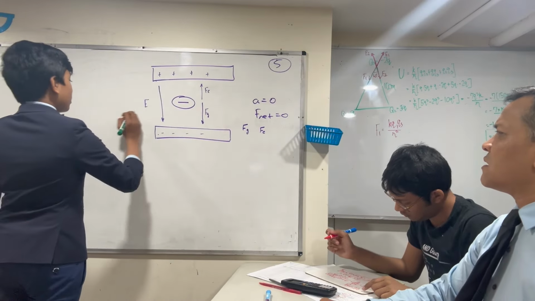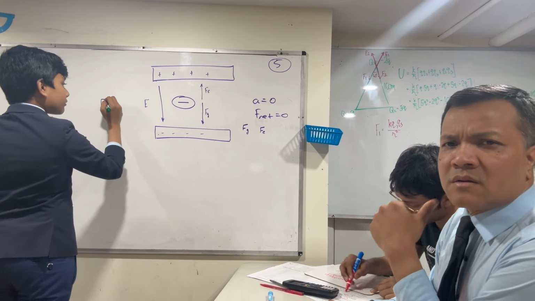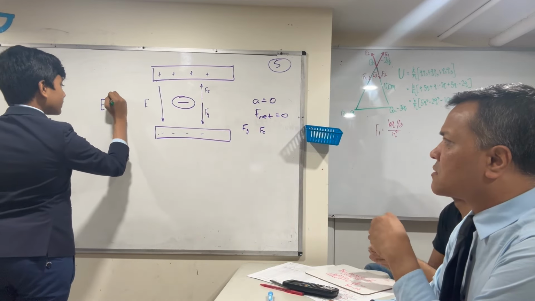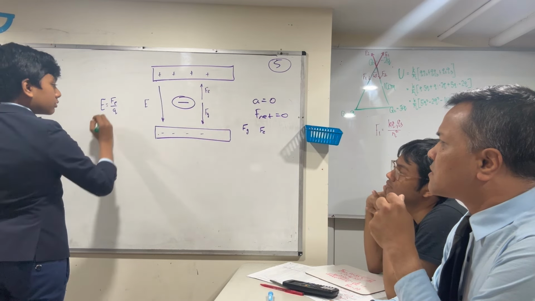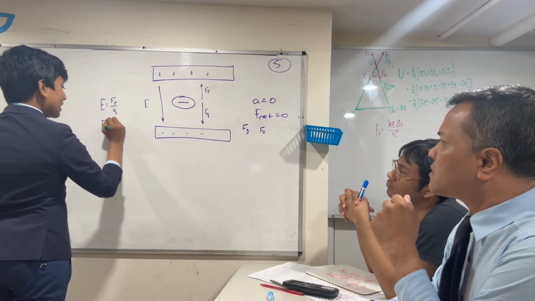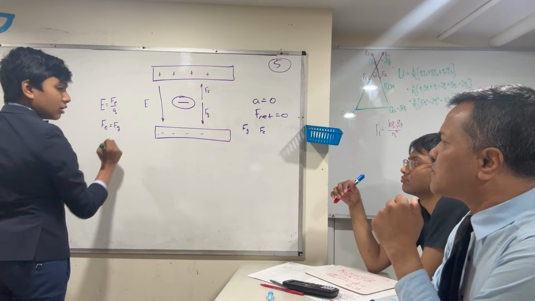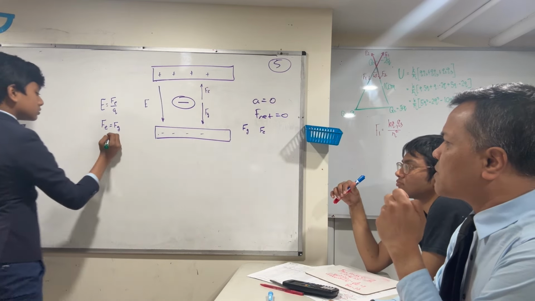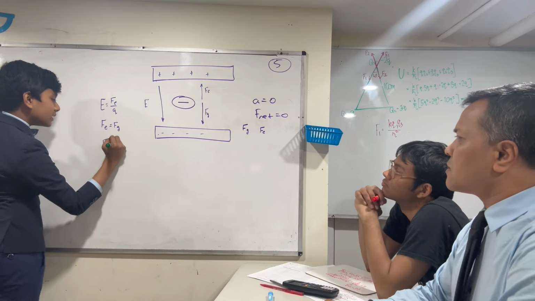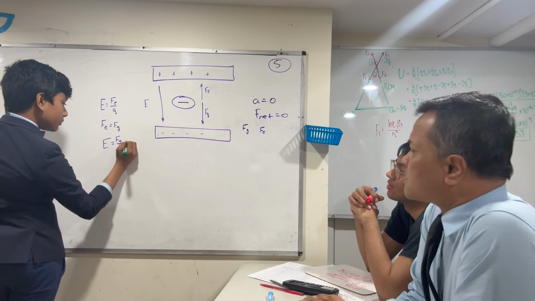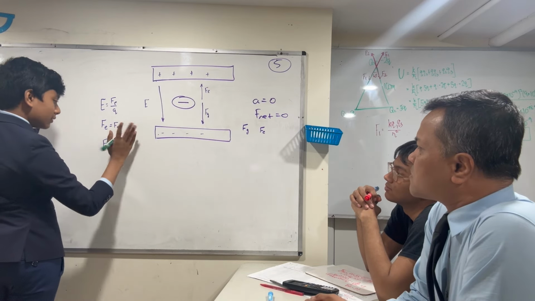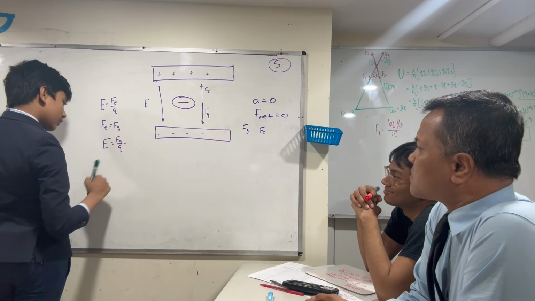So, we already know that the electric field is equal to FE divided by q. And we also know that FE has to be the same in magnitude as Fg, which means the electric field is equal to Fg over q.